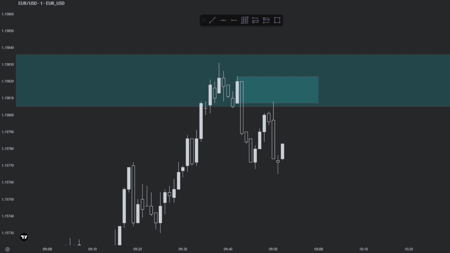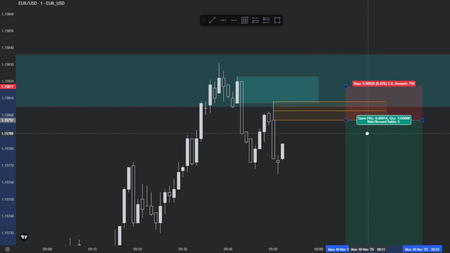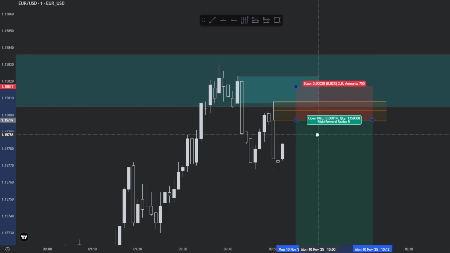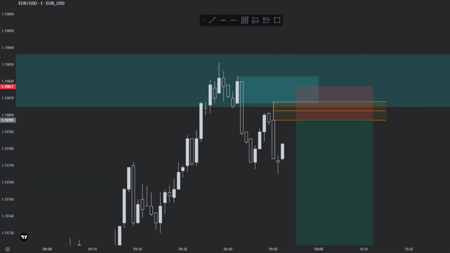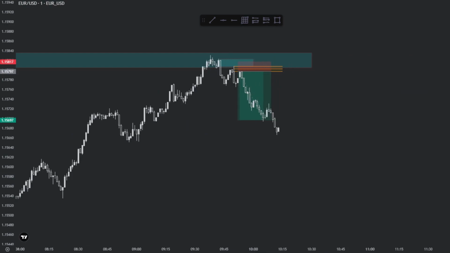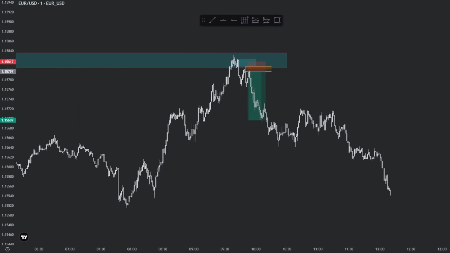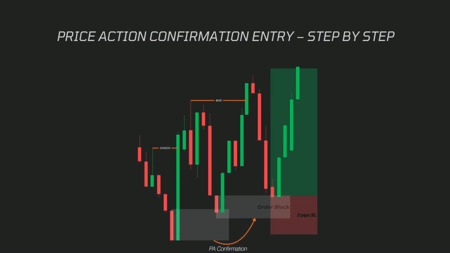Immediately after that reaction, the market prints a break of structure to the downside. This break of structure confirms the newly formed bearish order block and tells us the trend is now shifting downward with smart money control. At this point, the entry becomes very clear. We execute the trade directly from the confirmed bearish order block, and we place a 2-pip stop loss above the entry. This example shows how the same confirmation entry model works perfectly in a bearish environment, giving you a clean, high-probability setup. Now you know exactly how the confirmation entry works in both bullish and bearish conditions.